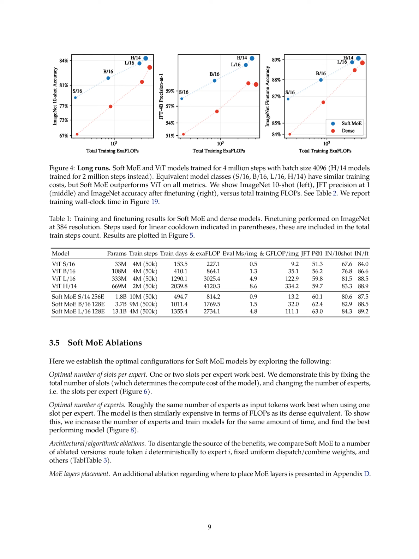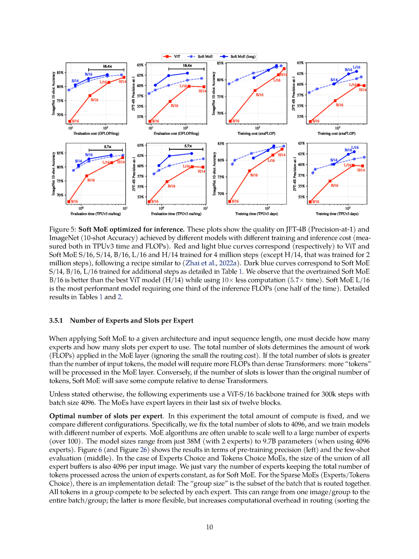In our experiments, we used a Vision Transformer S16 backbone, trained for 300,000 steps with a batch size of 4096. The Mos have expert layers in their last 6 of 12 blocks. We kept the total compute constant and compared different configurations. We set the total number of slots to 4096 and trained models with varying numbers of experts. Mo algorithms often struggle to scale well with a large number of experts, over 100. The model sizes ranged from 38 million, with 2 experts, to 9.7 billion parameters, when using 4,096 experts.